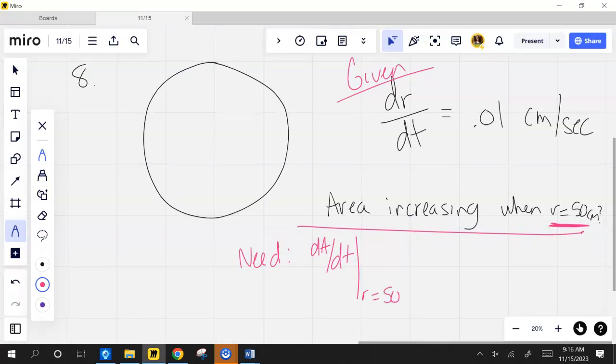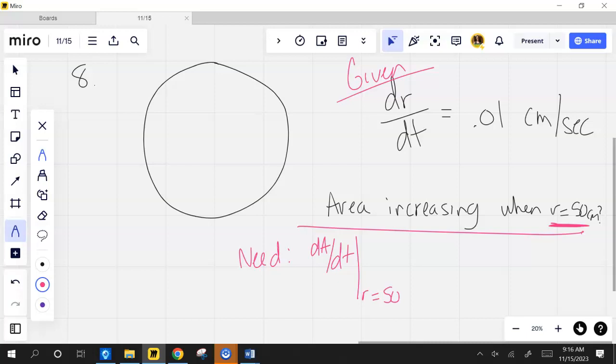Not at any time. Remember, derivatives are at instantaneous points. So at the exact time when the radius is 50, when I hit 50, how fast is it increasing? Because it could increase faster or slower, right?